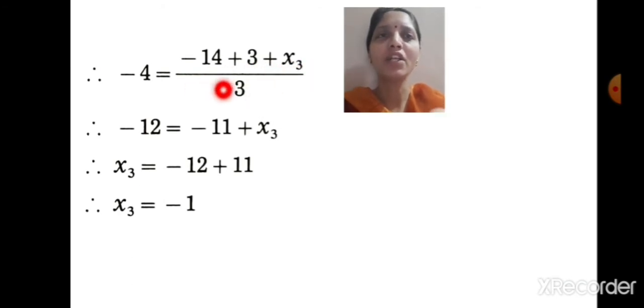Now shift this 3 to the other side, you will get 4 into 3 is -12 is equal to -14 plus 3. We have to find the difference between the numbers and give bigger number sign. So you will get here -11 plus x3. Now shift this -11 to the other side, you will get x3 is equal to -12 plus 11, that is equal to -1. So we got the value of x3.